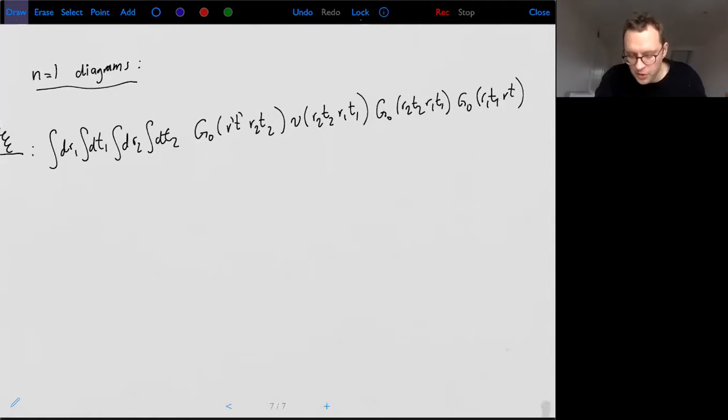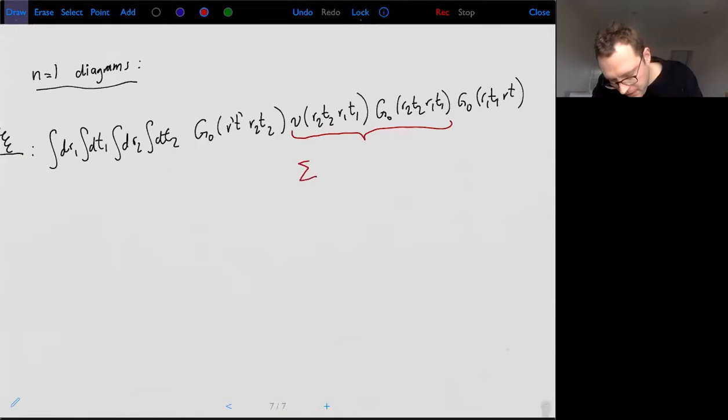And now you know what everything is, right? You know what G0 is, and you know what the interaction is. So in principle, this has now become an exercise in integration. Now, I don't want to actually work this out at this point. The only thing that I want to point out is when we take a look at these two objects here in the middle, we can write this in the following way.